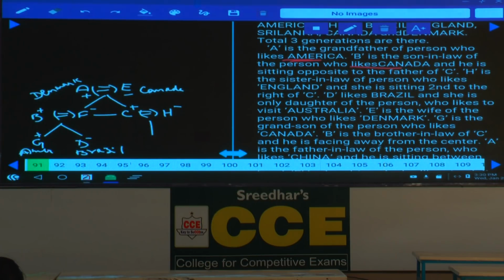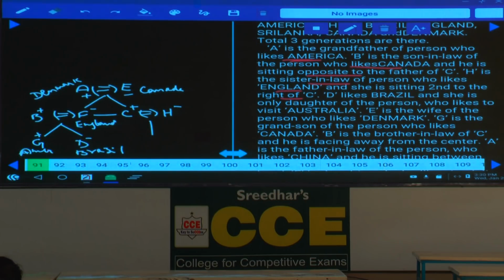Now, let us check out the conditions once again in the given family tree. And he is seated opposite to the father. See, as of now, we are not concerned about this arrangement. Then H is the sister-in-law of the one who likes England. Then who is from England? F is from England. Fine. F likes England because H is the sister-in-law. F's brother's wife is H, and she is seated second to the right of C.